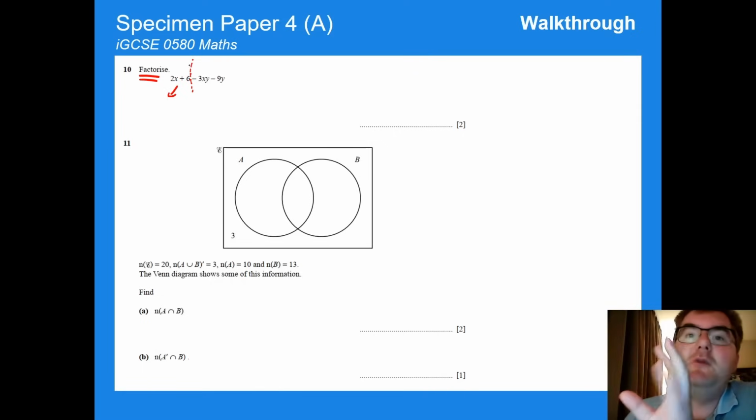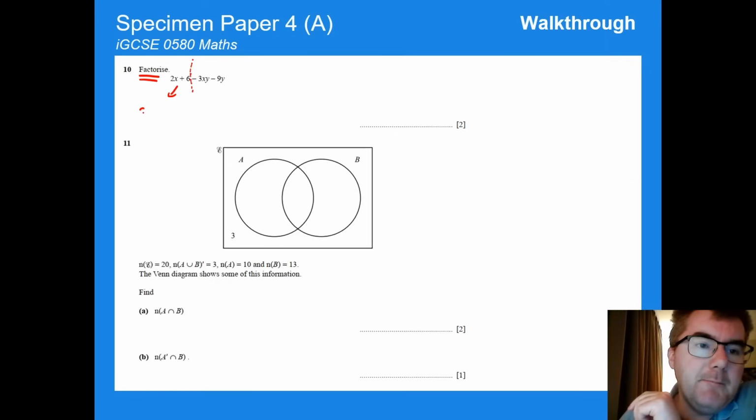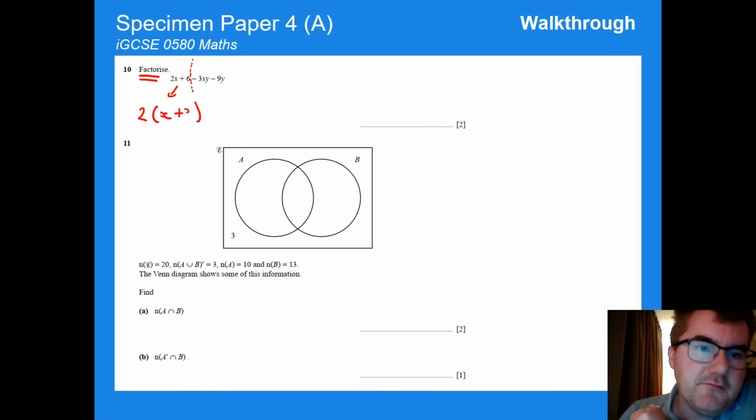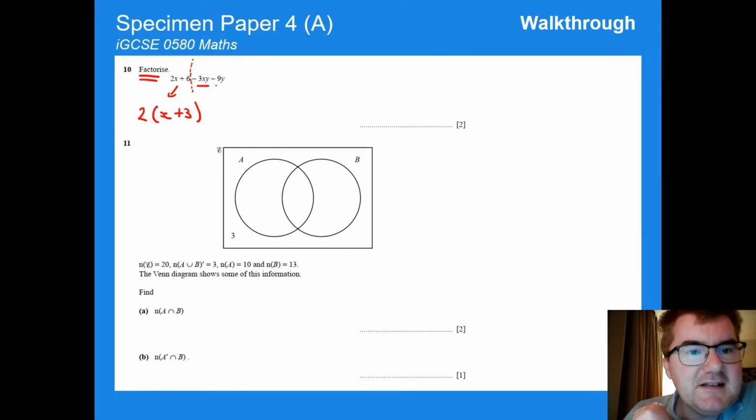What does the 2x and the 6 have in common? Well, they both have a 2 in common. And then let's work backwards. So what do we multiply 2 by to get 2x? Well, that's x. What do we multiply 2 by to get 6? That is 3.